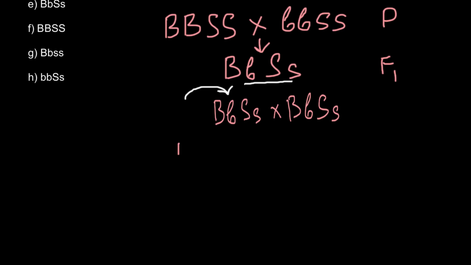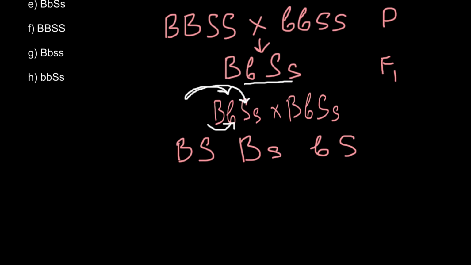So capital B and capital S. The second variant would be capital B and small s. The third variant can be small b and capital S. And the fourth variant can be small b and small s.